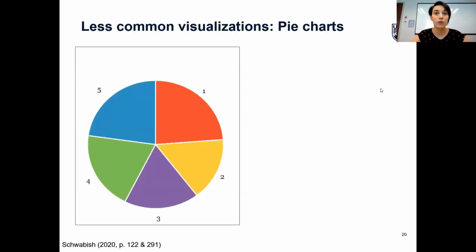Okay, so a less common visualization, but one that we still see quite commonly, are pie charts. And we're just going to do another quick poll here. Oh, thank you, Natasha. I'll give everyone about 30 seconds to answer this poll. Which area do you think is the biggest from this pie chart?